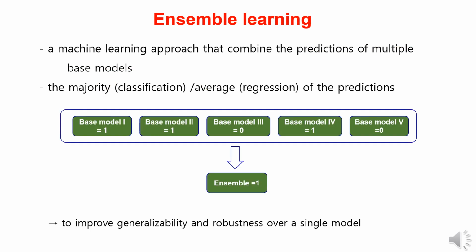In this example, out of 5 models, 3 models predicted 1 and 2 models predicted 0. By applying the majority voting rule, we obtain a final prediction of 1. Therefore, even if one model makes a wrong prediction, it is somewhat corrected due to the presence of multiple models. This allows us to obtain a more generalized and robust model.